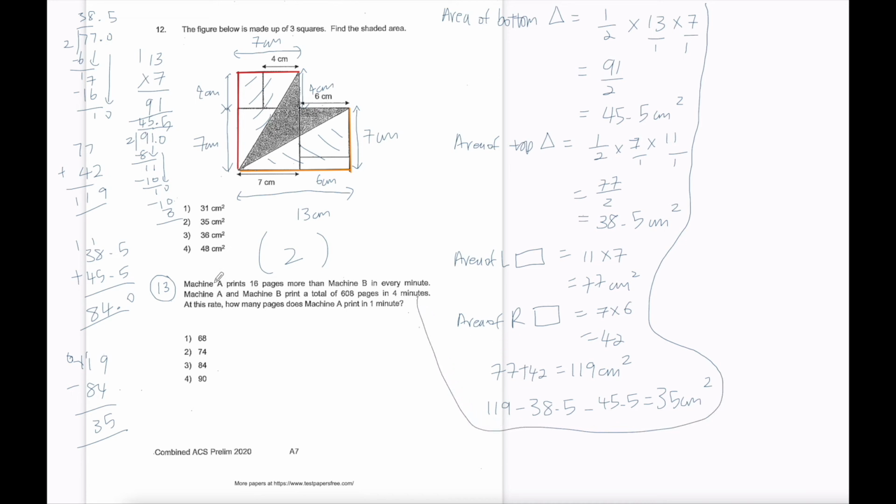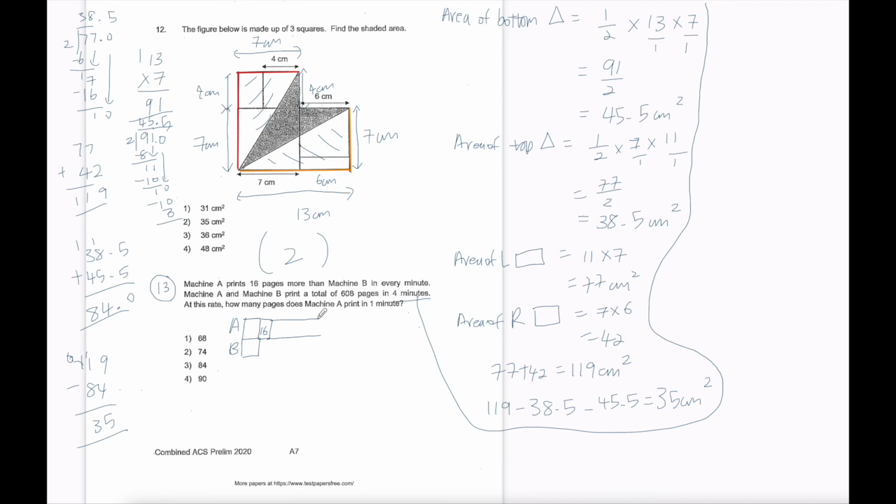Okay. So, machine A prints 16 pages more than machine B in every minute. So, to draw a model, it's going to look like that. For every minute, A will have 16 more than B. Got it? So machine A and machine B print a total of 608 pages in 4 minutes. So take note, this is per minute, which is 1 minute, and now they're giving us the total for 4 minutes. So what should we do now? We need to draw the model for 4 minutes. We don't have to draw a separate model. We can just continue on. I'm going to show you how it looks.